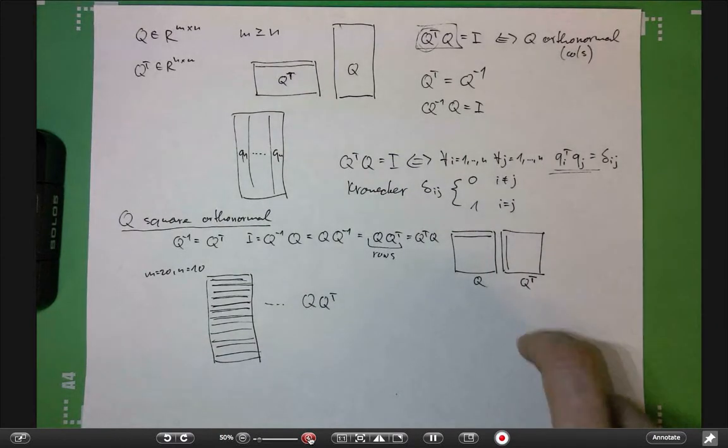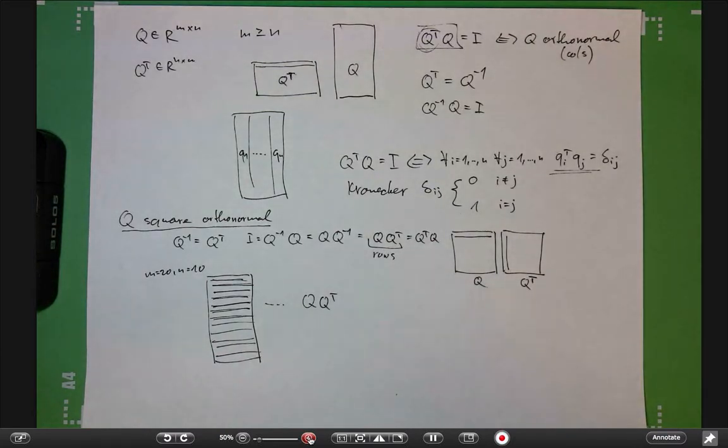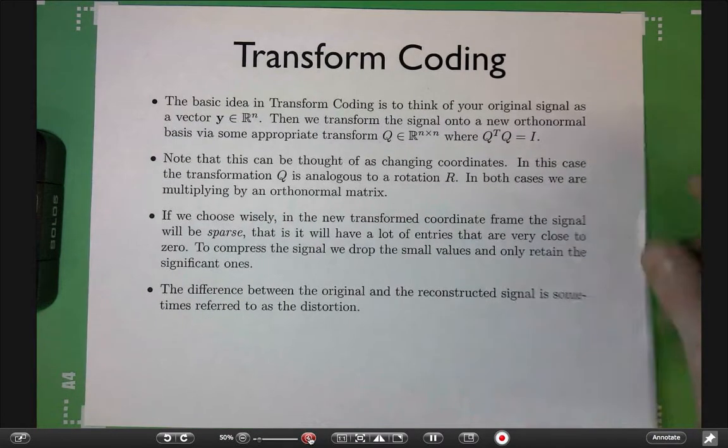Okay, so is it clear? Some questions on orthogonal matrices? What I will show next is transform coding, which is one very cool application of orthogonal matrices. It's essentially an application in data compression. And data means an arbitrary signal. It can be used for audio data or images or even videos. So let's get to transform coding.